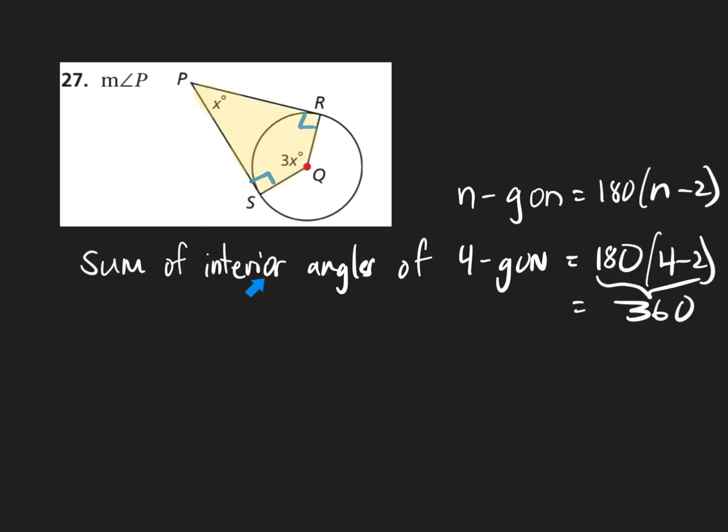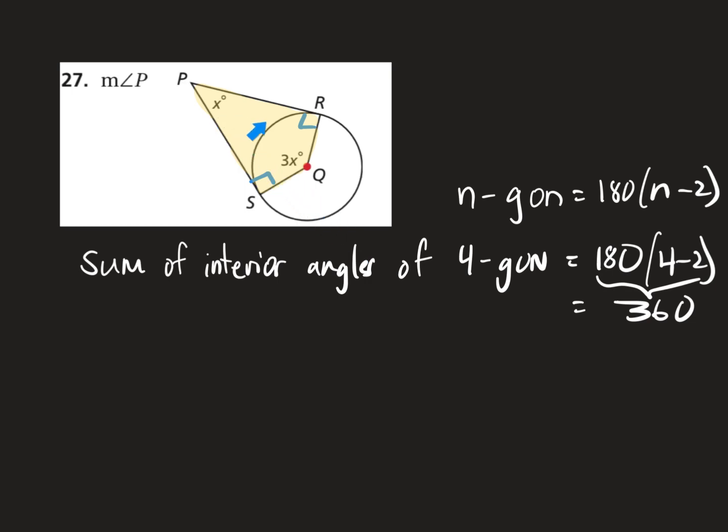Recall that the sum of the interior angles of an n-gon is 180 times the number of sides minus 2. So for this yellow shape, which has 4 sides, the sum of its interior angles is 180 times 4 minus 2, which is 180 times 2, which is 360.